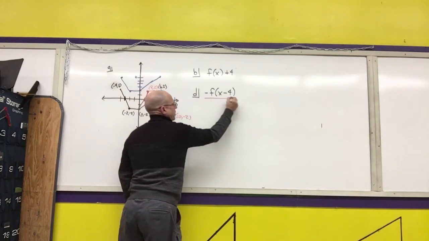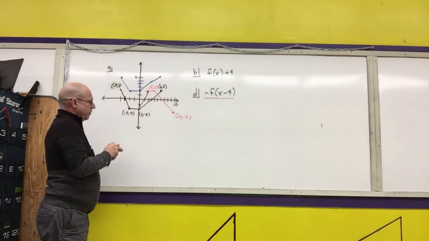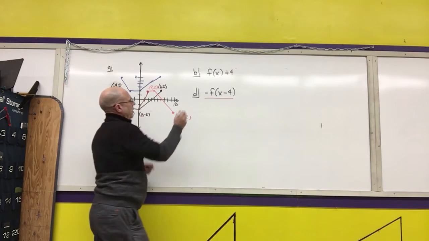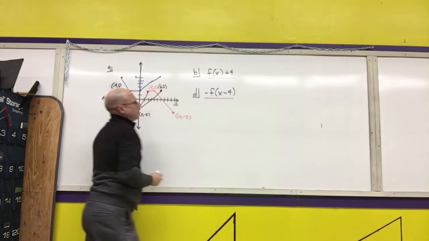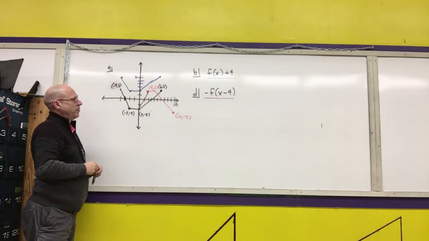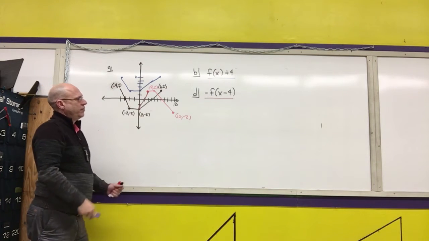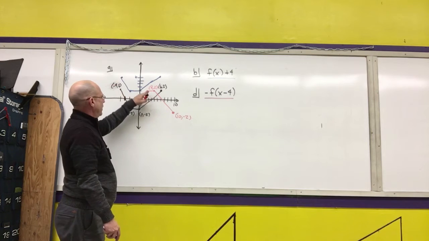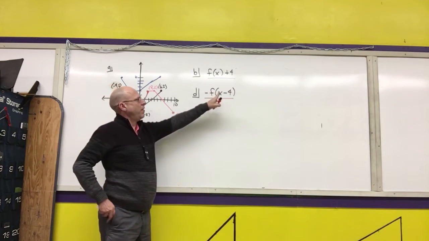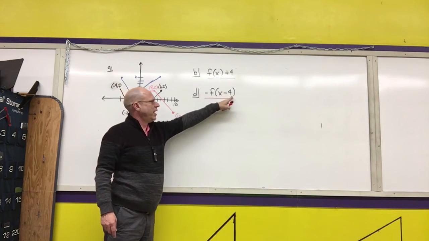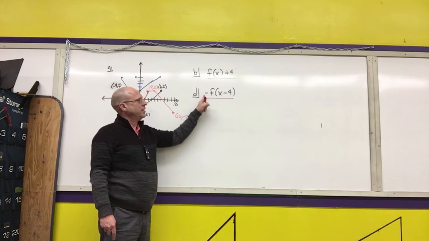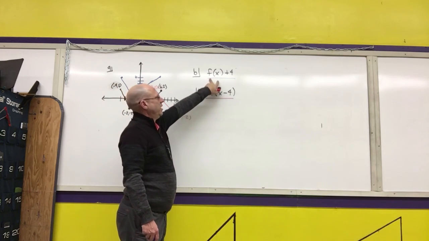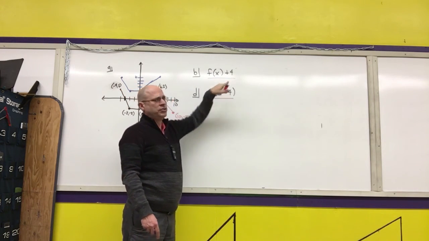So that is the red graph. And that is the blue graph. So if they give you a graph, you just pick points that are easy to identify on your graph and then follow the rules. This one says shift to the right 2 and then reflect across the x-axis. This one said take the original function and shift it up 4.